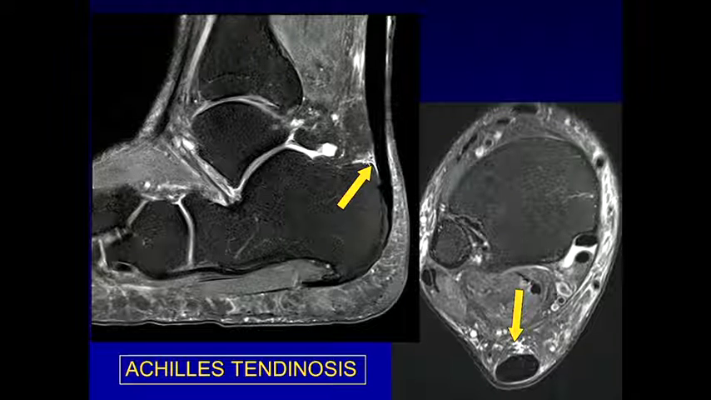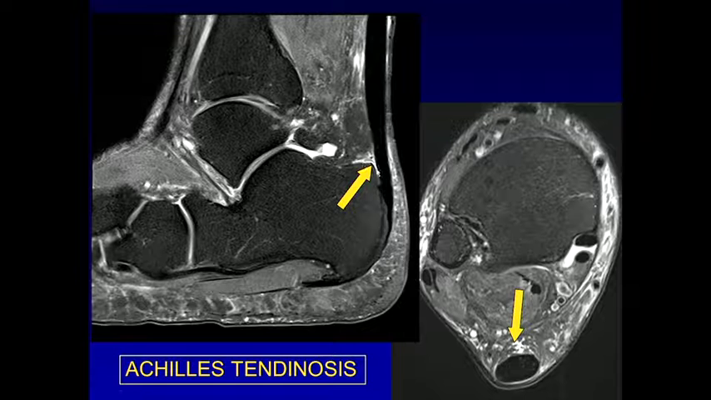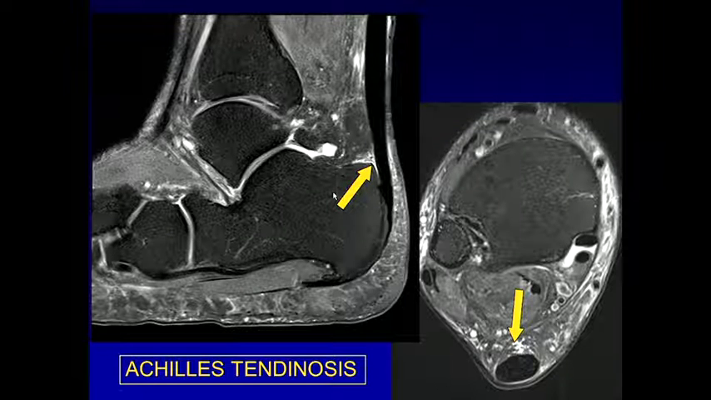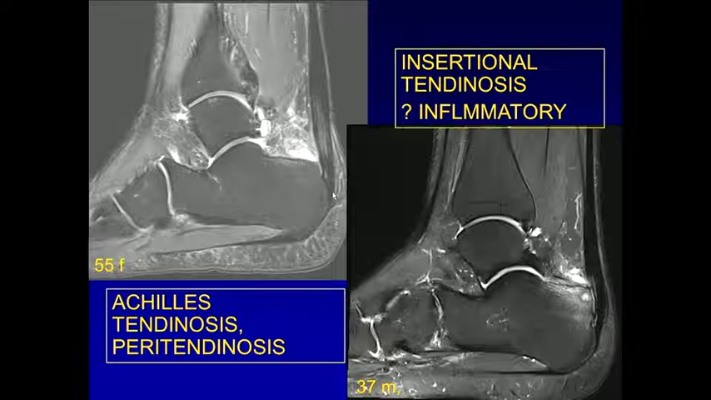We're also seeing a little bit of fluid within the retrocalcaneal bursa. That's not something to worry about. It's too little. Compare it to this person. This patient also has fusiform tendinosis, but now has increased signal. So there may be superimposed longitudinal splits.